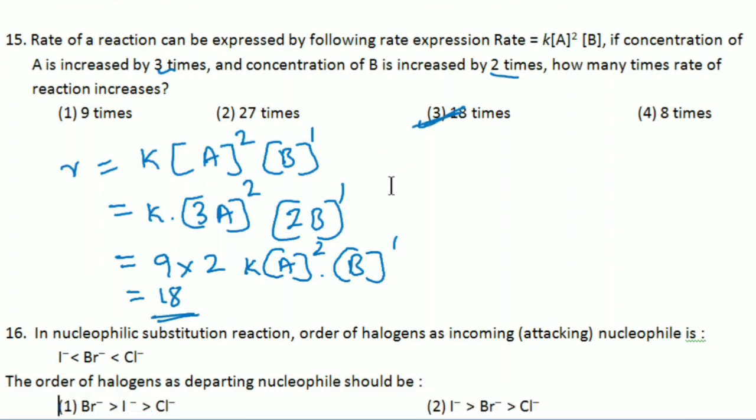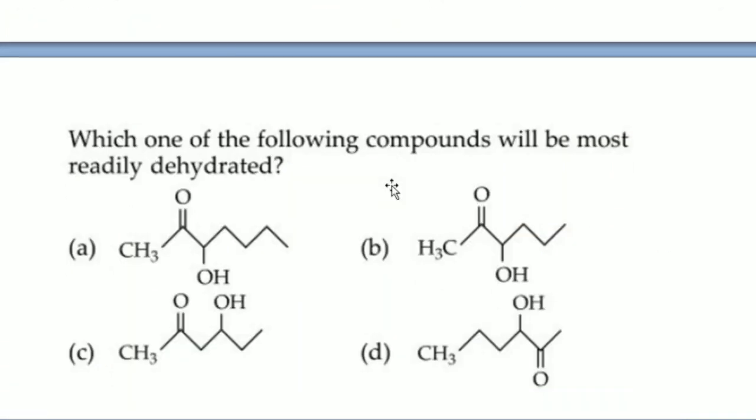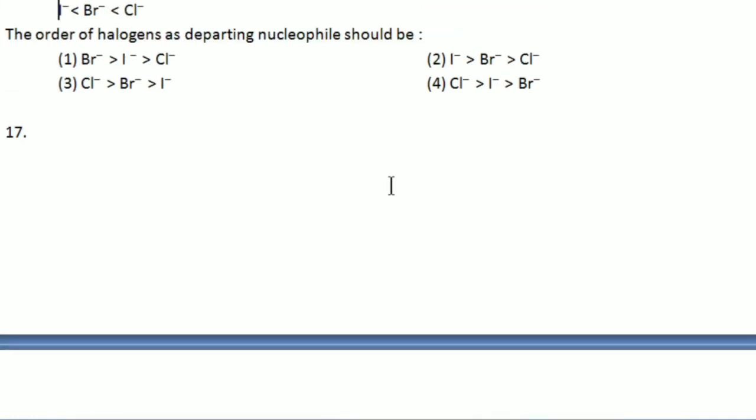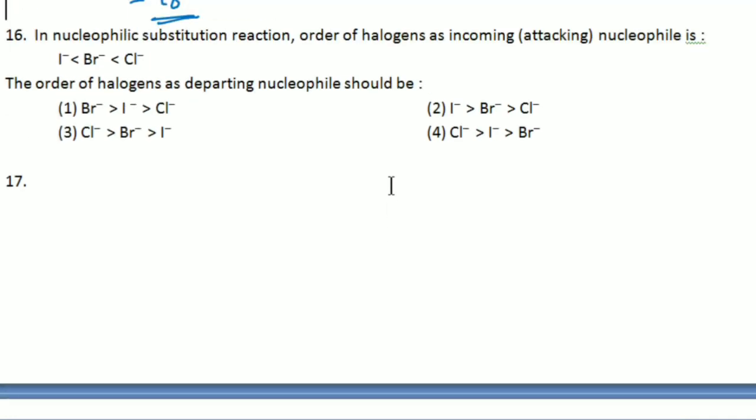16th one, in nucleophilic substitution reaction, right? The order of halogen as incoming nucleophile is I minus, Br minus, Cl minus. The order of halogen as departing nucleophile will be, which is a good leaving group they are asking. Good leaving group, remember, definitely iodine, more than Br, more than Cl. Answer for this question is 2.